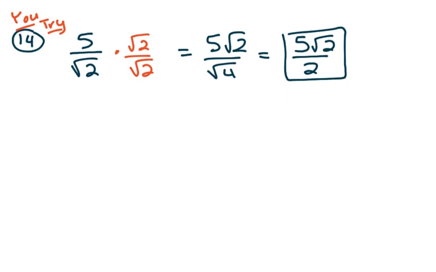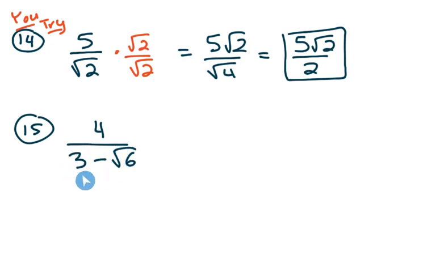And then there's one last dividing type that we could see. Let's do 4 over 3 minus the square root of 6. So now, instead of having one square root on the bottom, we have 2 terms on the bottom. So I can't just multiply by the square root of 6, because I'd have to distribute and it wouldn't cancel out with the 3. So to cancel this out, we're going to multiply by what we call the conjugate.